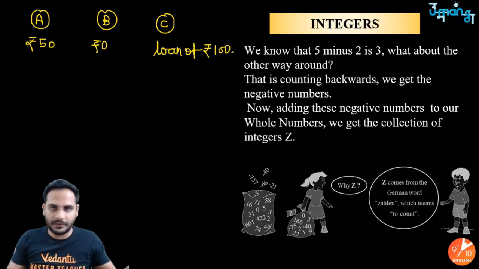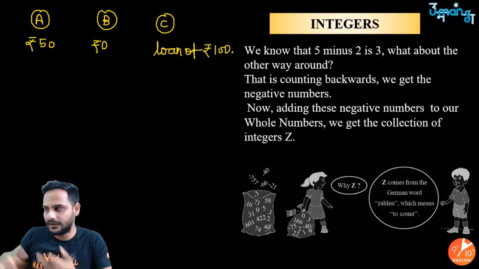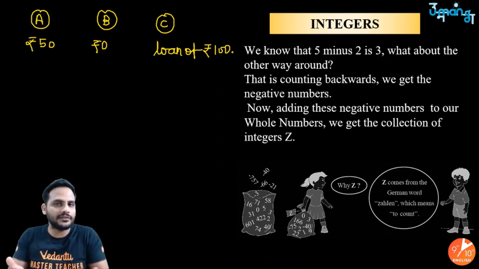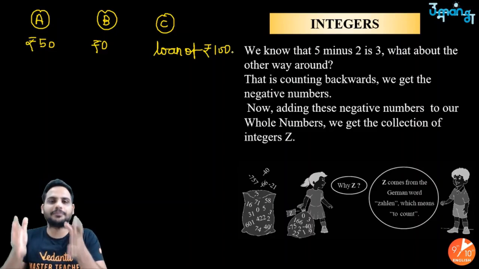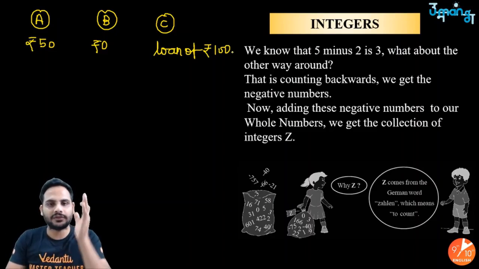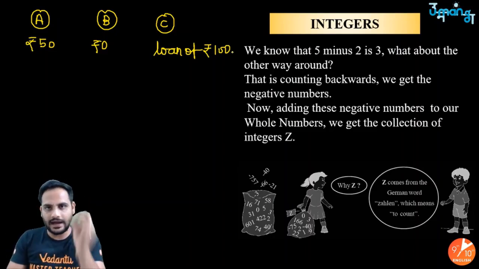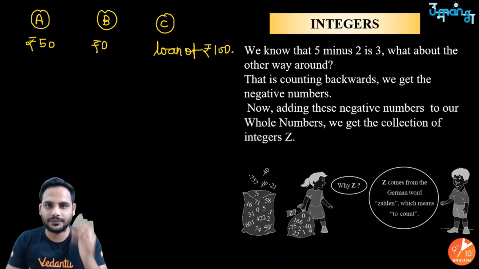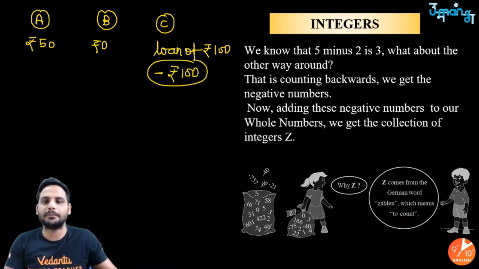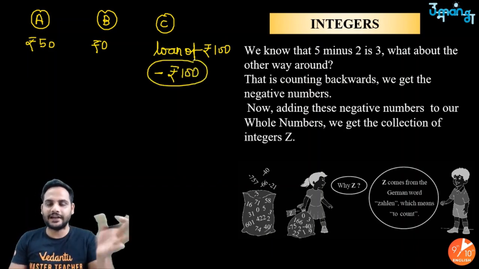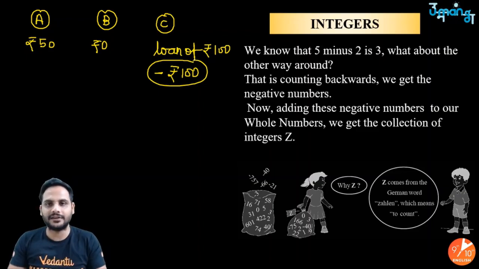A person has money, a person does not have any money, and another person also does not have any money, but he has a loan as well. So that person will be the poorest of them all, right? So here you can say there are numbers which are less than 0. So these loans and all we represent by rupees negative. So C, I will say, has minus 100 rupees, right?